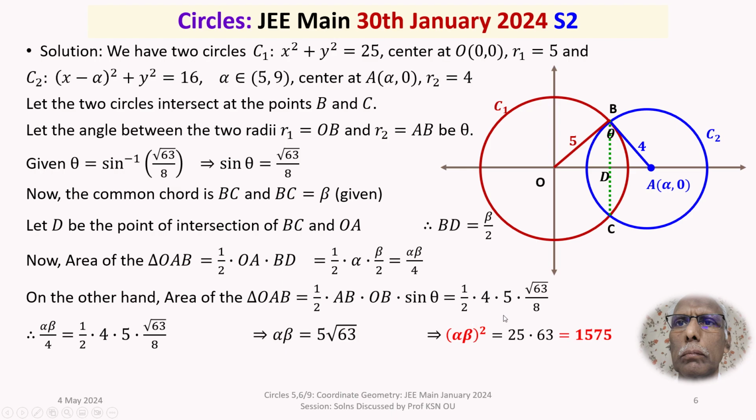Alpha beta whole square is equal to 5 square multiplied by 63. That is 25 into 63, that is 1575. So, it is a numeric value type question, so only the integer values we must get. So, alpha beta whole square is 1575.